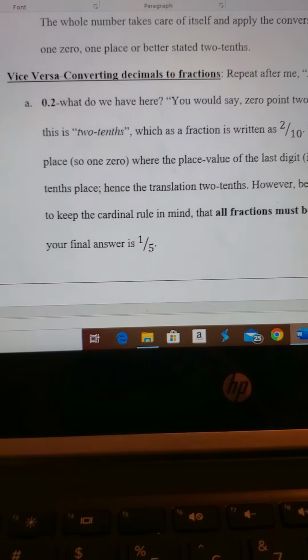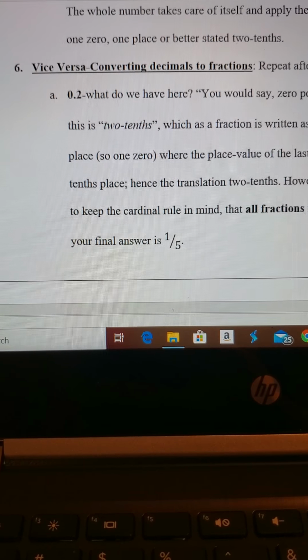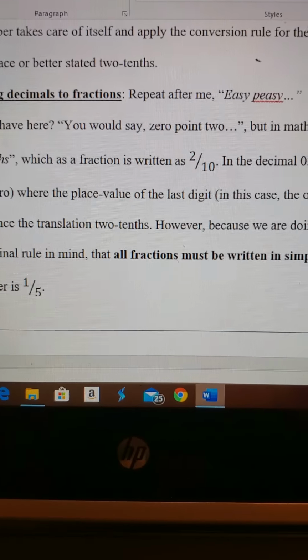Okay, we're gonna now convert decimals into fractions. And I want you guys to repeat after me. Easy peasy. Go ahead. Easy peasy.